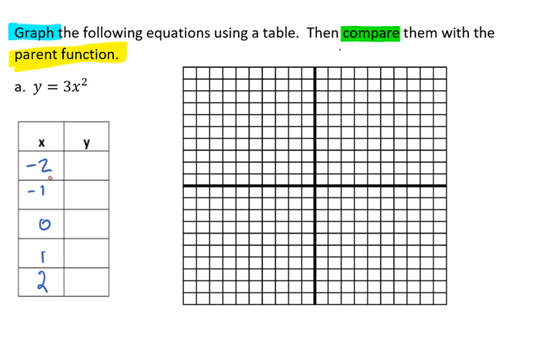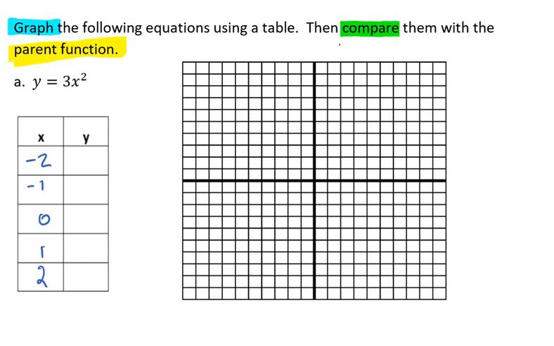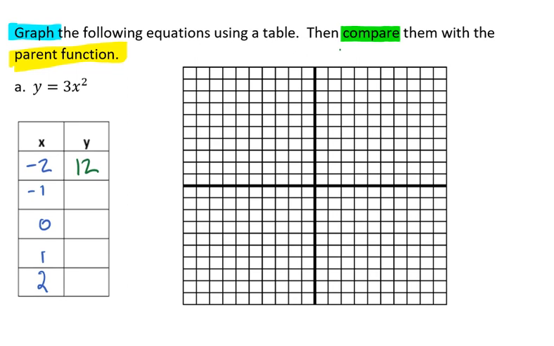So we're going to plug each of our x values into our x in our equation. So we have 3 times (-2) squared. Now what that looks like, it's 3 times (-2) squared. You need to make sure you have the parentheses because without them, you're going to get a different answer. So if we take that and we plug it in, that's going to give us a value of 12.